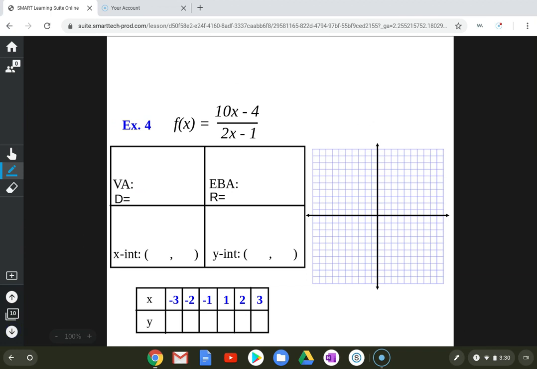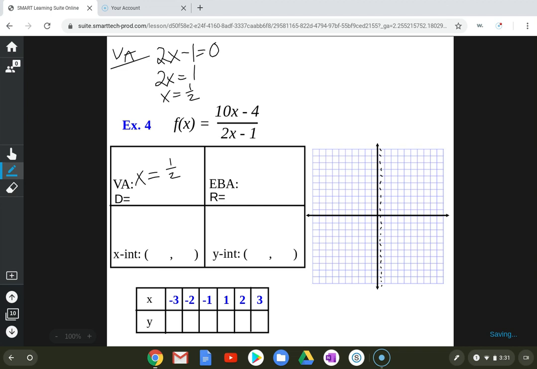All right, let's do this one. For our vertical asymptote, we set the bottom equal to 0. I'm having trouble with my stylus here. So I get 2x equals 1, x equals 1 half. This is the equation of a vertical line, so you just call it x equals 1 half, right? And that's your vertical asymptote. So I'm going to try to see if I can sketch a vertical line at x equals a half.